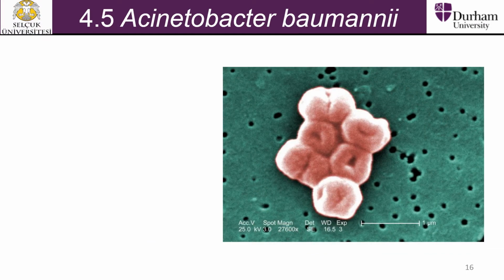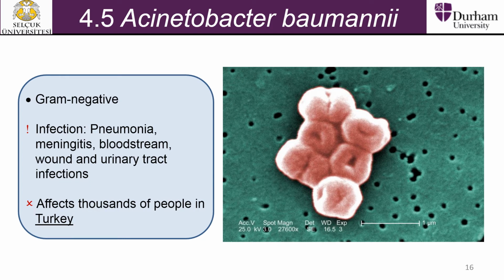Acinetobacter baumannii is an opportunistic bacteria that causes a variety of different diseases with different symptoms. It can cause pneumonia, meningitis, bloodstream infections, and urinary tract infections. Multi-drug resistance, including carbapenem group antibiotics, causes serious problems in the treatment of infections of this bacteria.